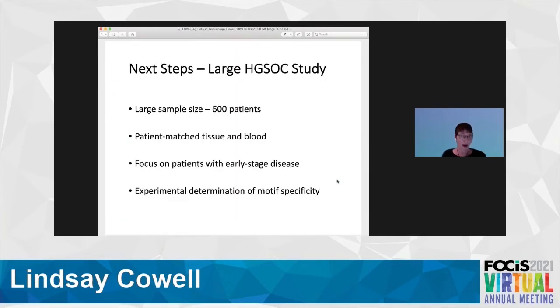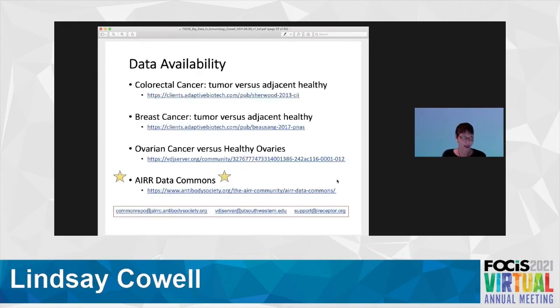And so we are now in the early stages of a large-scale study in which we're recruiting 600 patients with patient-matched tissue and blood, and a focus on patients with early stage disease. So maybe in the 2022 meeting, I can present those results.